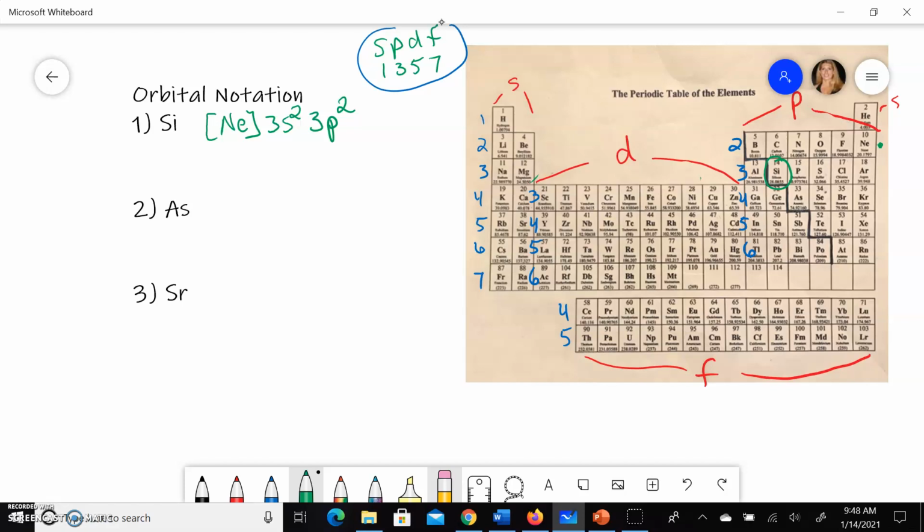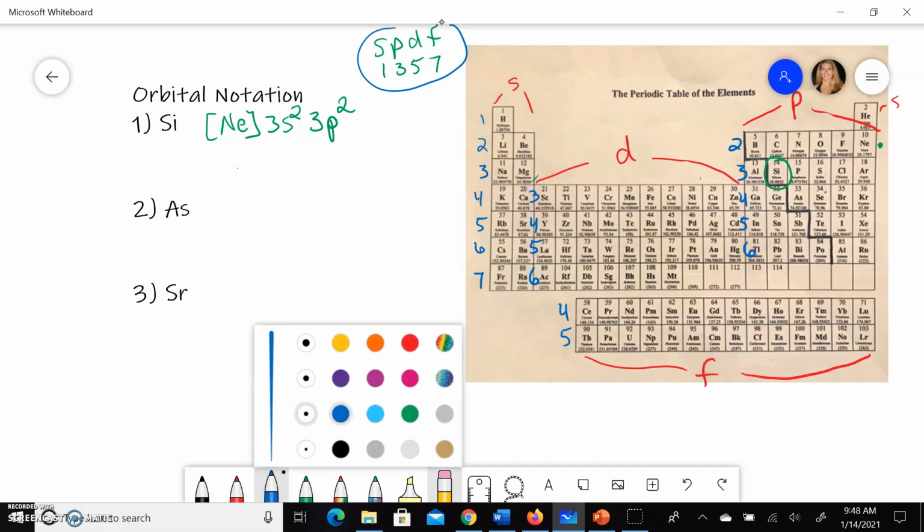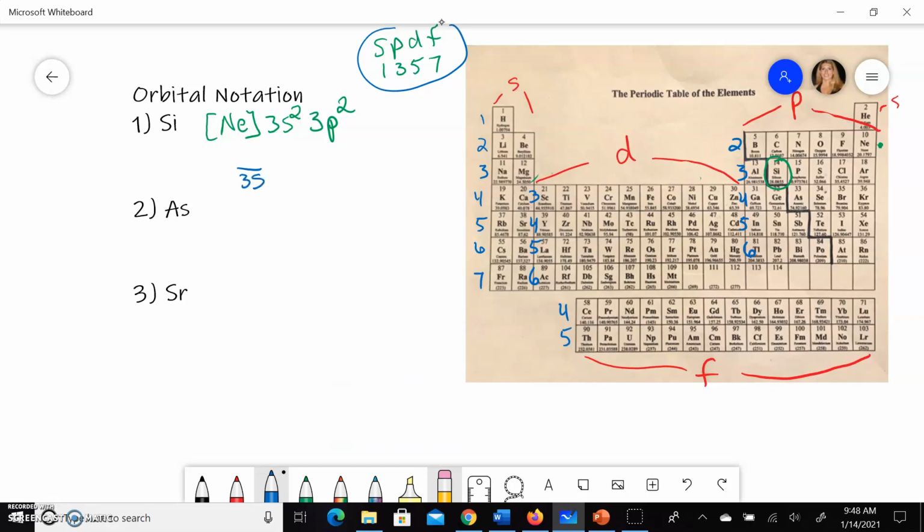So for example, for the silicon, let's go ahead and do a different color. So we have S to begin with, so we're going to label this as 3S. And notice that S has a 1 under it in that blue circle, so we're always just going to draw one line for the S. And then we're going to fill up the line with the number of arrows that this exponent tells us.